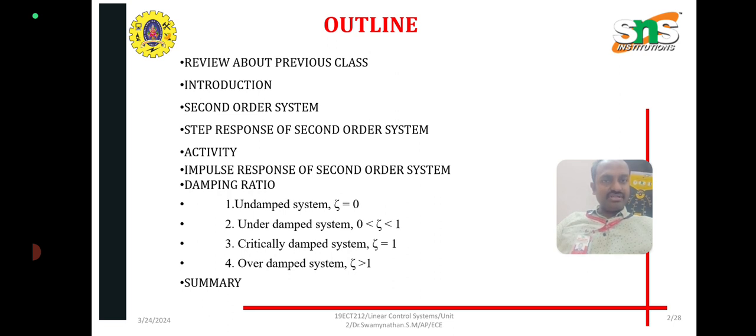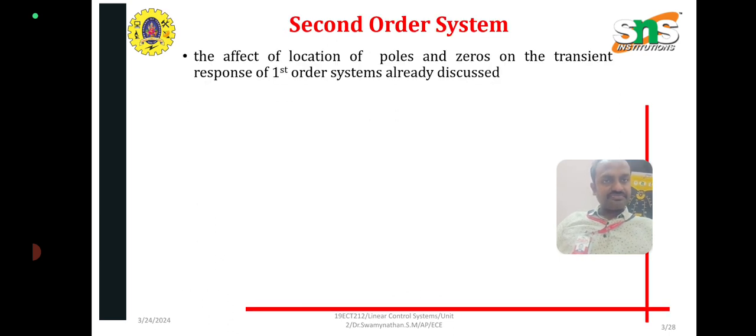Following with the activity, we'll discuss the impulse response of the second order system, then the damping ratio: for undamped, it is equal to 0; for underdamped, 0 to 1; critically damped means equal to 1; overdamped means greater than 1. Next, the summary.